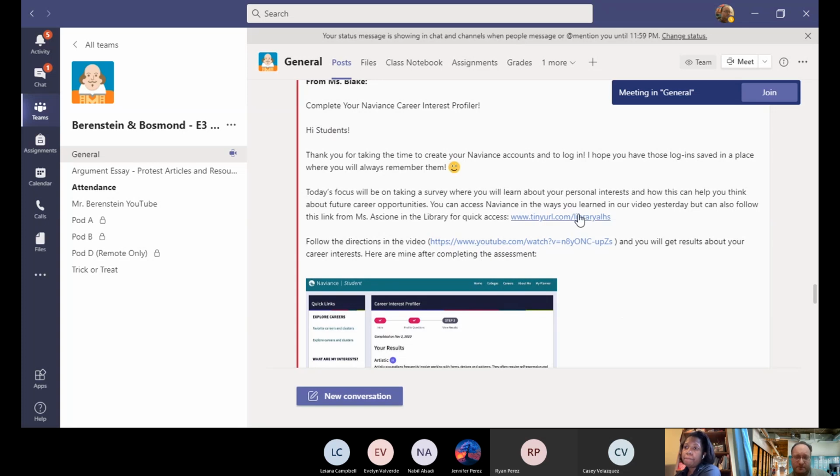to Naviance from the library's webpage. So if you click on the tiny URL, you will get to the Abraham Lincoln High School web library, which is a pretty cool place. There's a lot of different access points. You can also take out any books that the school has, any ebooks, you can take them out for free.